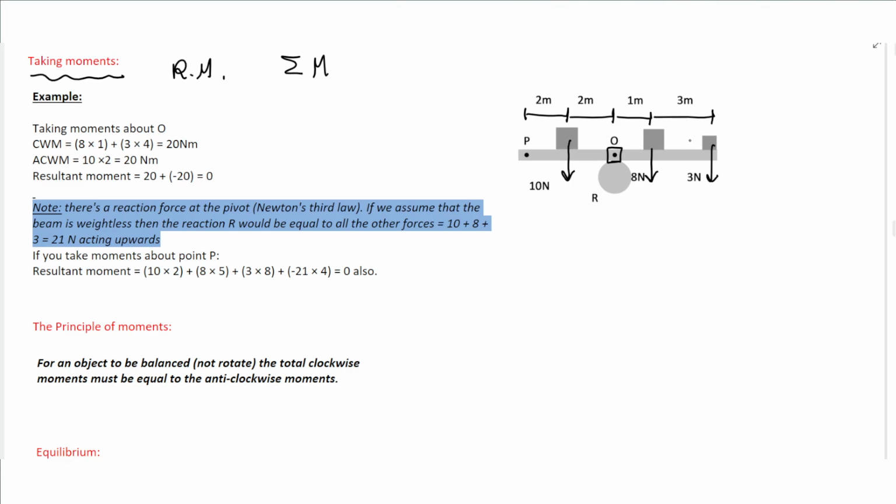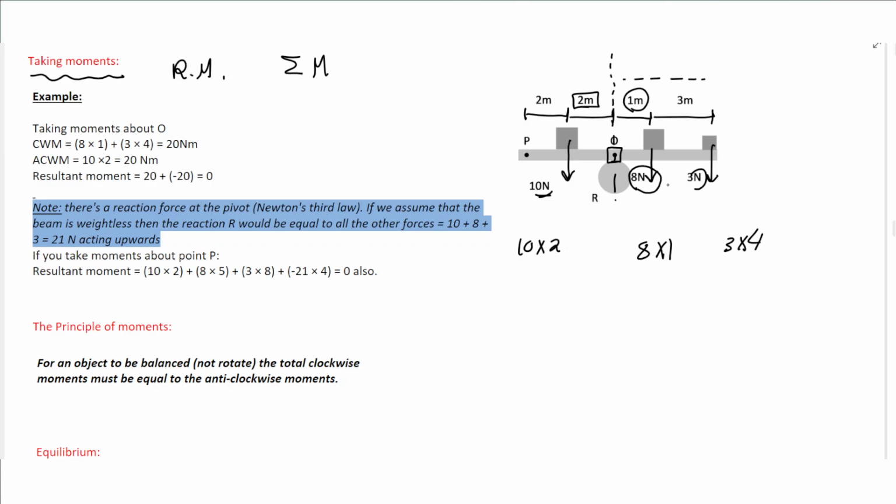You need to calculate every force separately. You cannot add forces and add distances. So the 8 newtons has a perpendicular distance of 1 meter. So you have 8 multiplied by 1. And you must calculate the distance from the pivot. So the 3 newtons have a total distance of 1 plus 3, 4. So 3 times 4. And the 10 newtons has a perpendicular distance of 2 meters, so 10 times 2.